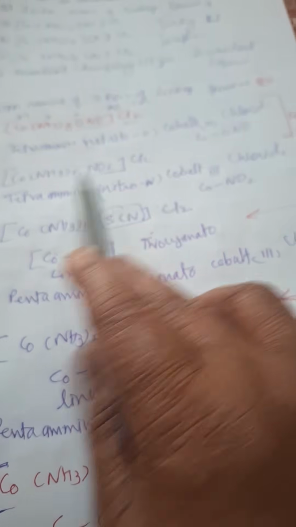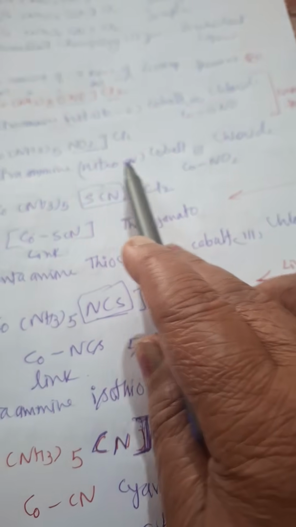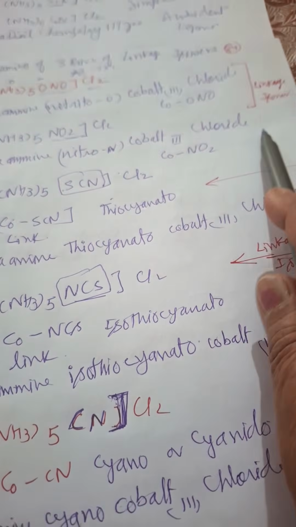Now [Co(NH3)5NO2], pentaammine nitrito-N or nitro-N, cobalt(III) chloride.